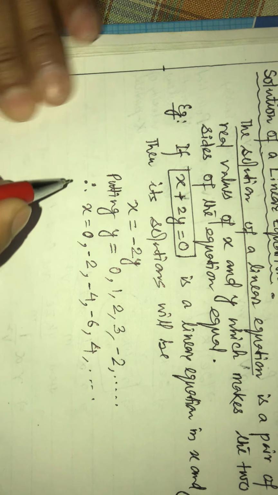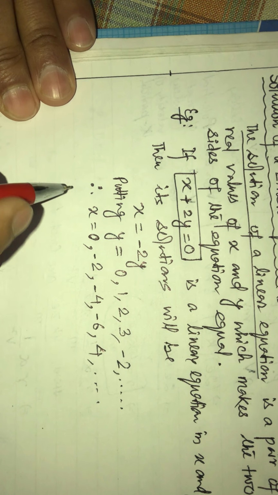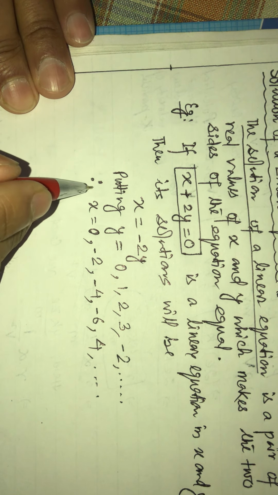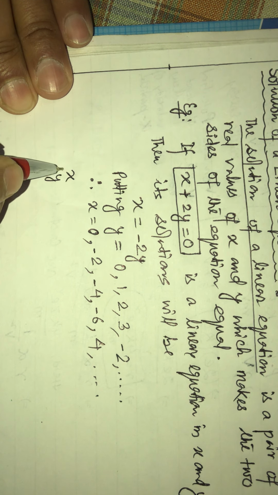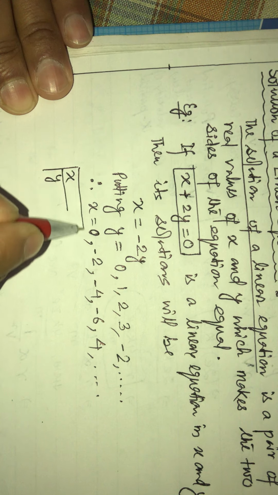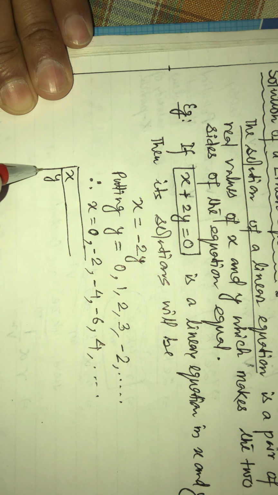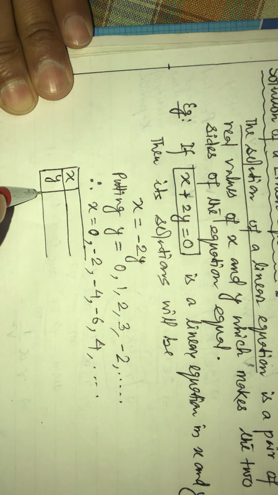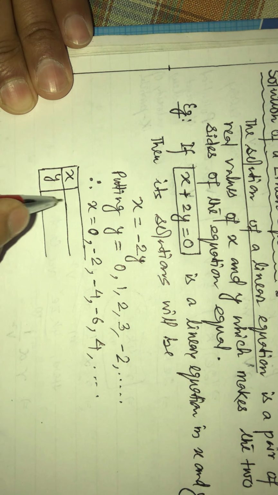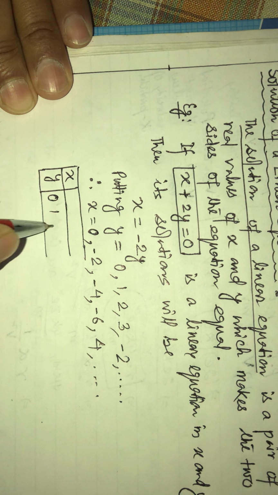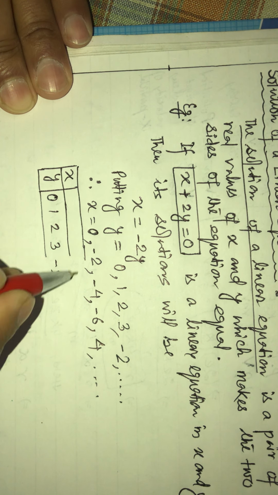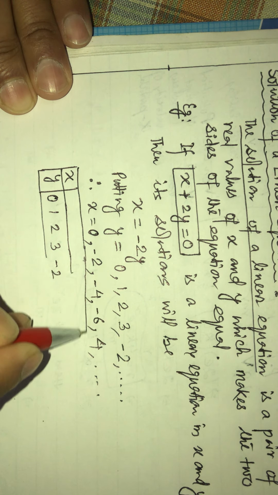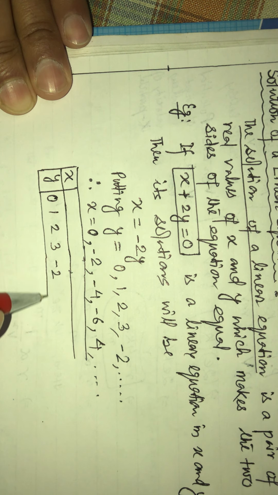If you remember, in class 9 you also did this. We need to make a table here, x and y, like this, and we'll keep the values of y as 0, 1, 2, 3, minus 2, and so on. We can give infinite values here.